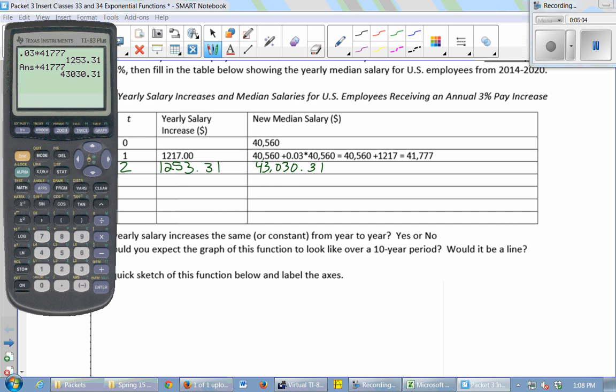And then we do it again. We take 3% of that number, and that's going to be the amount of our raise for the next year. So times 0.03. And this year, our raise is going to be $1,290.91. We'll round to the nearest penny. And add that to the previous year's 43,030.31, and we get $44,321.22.